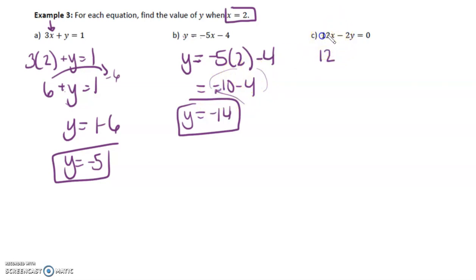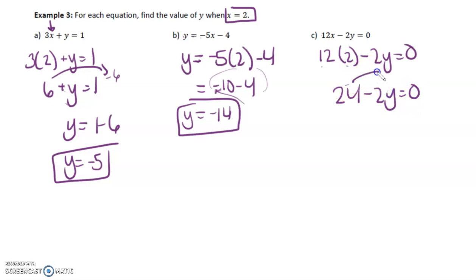And now C, 12x, so 12 times 2 minus 2y equals 0. 12 times 2 is 24, minus 2y equals 0. You can bring either term over. I'm just going to stick with bringing over the 24, not the y, so the y is going to stay on the left this time, just like every other question we've done. So bring the 24 over and we get negative 24.